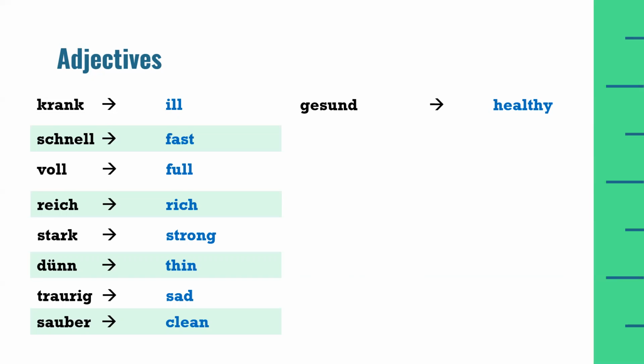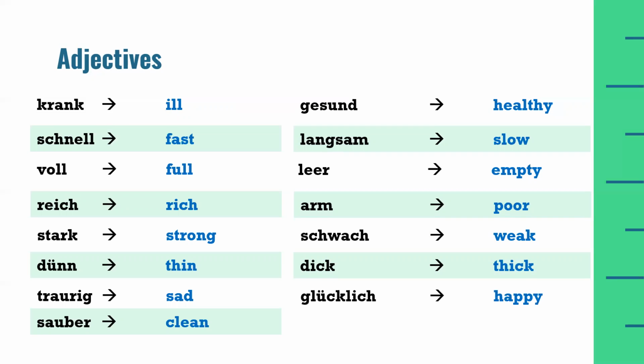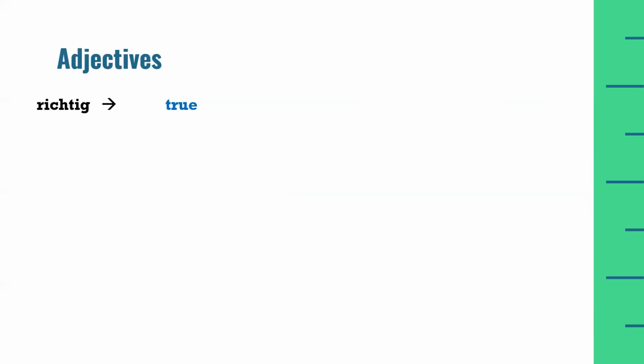So the opposite of krank is gesund, and gesund means healthy. Opposite of schnell is langsam. Langsam means slow. Opposite of voll is leer. Leer means empty. Opposite of reich is arm. Arm means poor. Opposite of stark is schwach, which means weak. Opposite of dünn is dick. Dick means thick. Opposite of traurig is glücklich. Glücklich means happy. Opposite of sauber is schmutzig. Schmutzig means dirty. Next we have richtig.